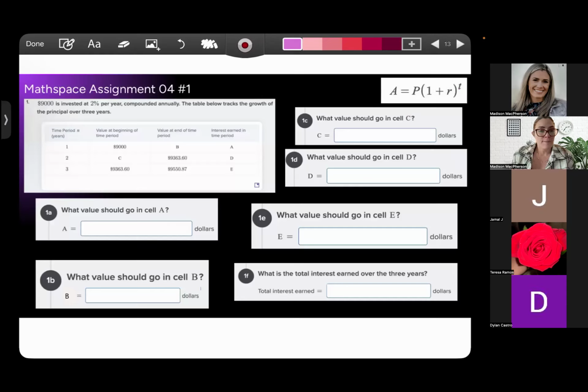Go ahead and open up math-based assignment number 4, and we will get started. I know this looks like it has a lot of parts, and it does, but it's not as bad as it looks, I promise. Let me know in the chat when you guys are ready to go. Otherwise, we'll start in about a minute. We are starting at 1:30. We will start the math-based assignment.